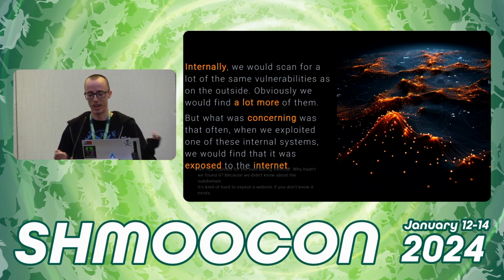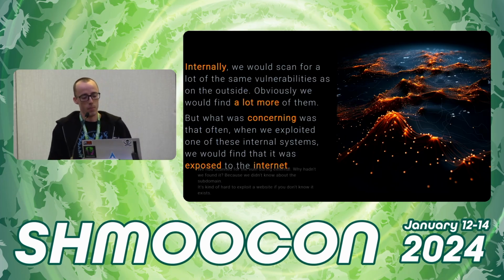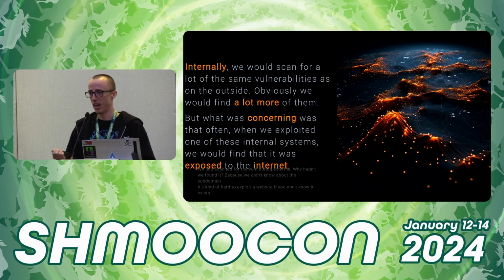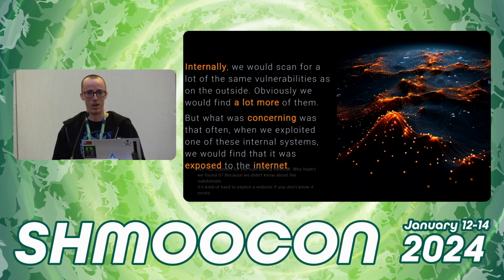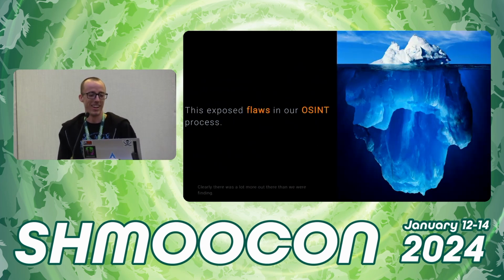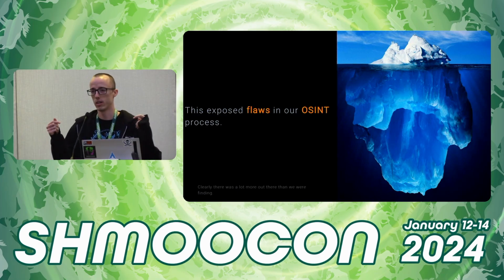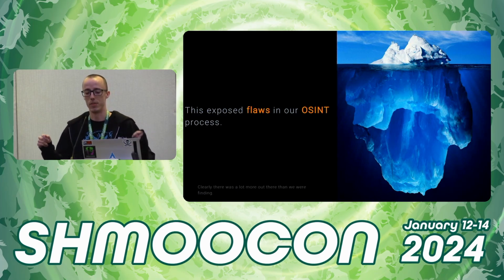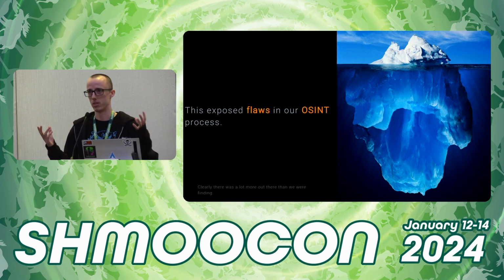So we were like, okay, how did we miss this? And it turns out that we had scanned for that vulnerability externally, but we hadn't found it because we just didn't know about the subdomain. It's kind of hard to hack a website if you don't know it exists. So that's what we found out. This exposed some flaws in our OSINT process. We realized that we weren't finding everything, that there was sort of an iceberg of stuff that we could have found that we weren't able to.